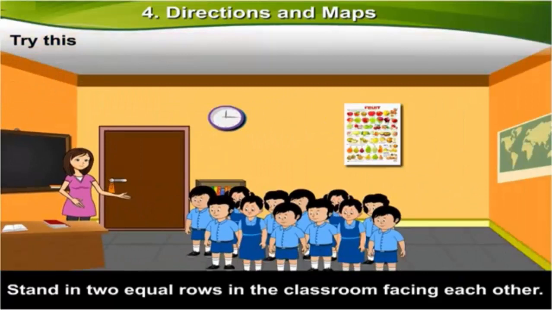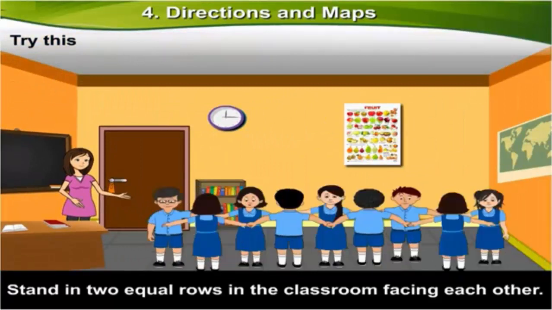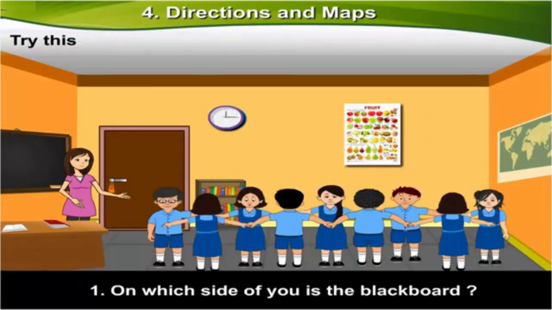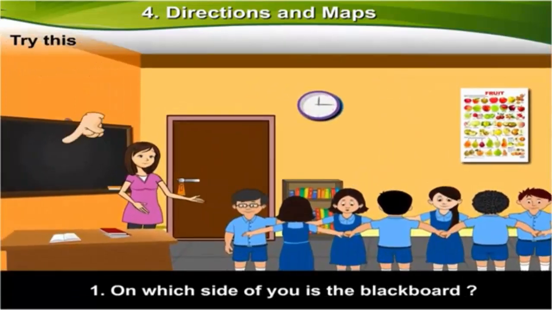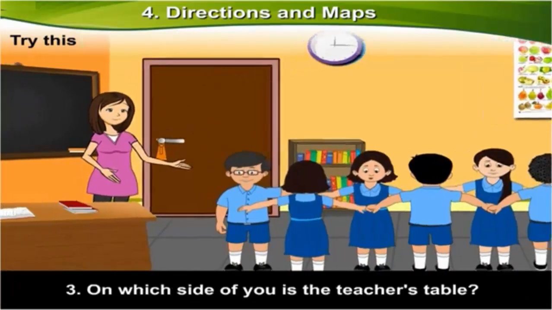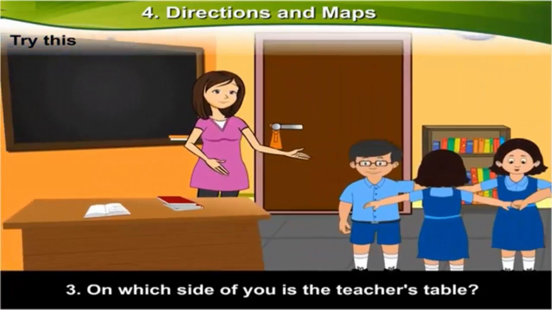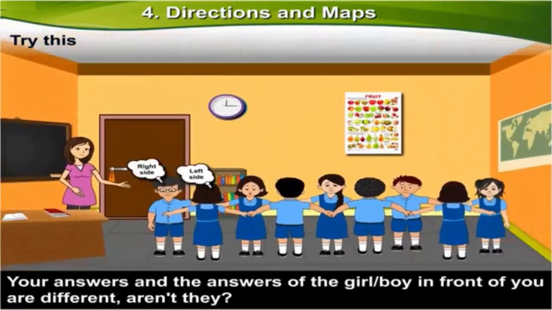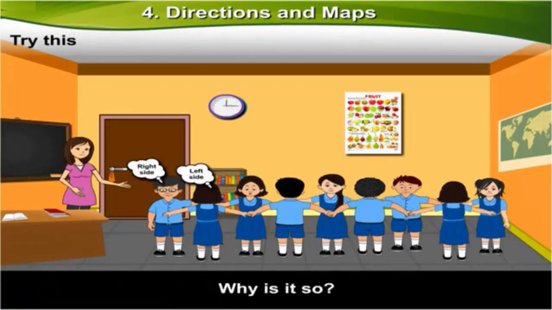Try this. Stand in 2 equal rows in the classroom facing each other. Number 1. On which side of you is the blackboard? Number 2. On which side of you is the main door of the classroom? Number 3. On which side of you is the teacher's table? Your answers and the answers of the girl or boy in front of you are different, aren't they? Why is it so? Let us see.